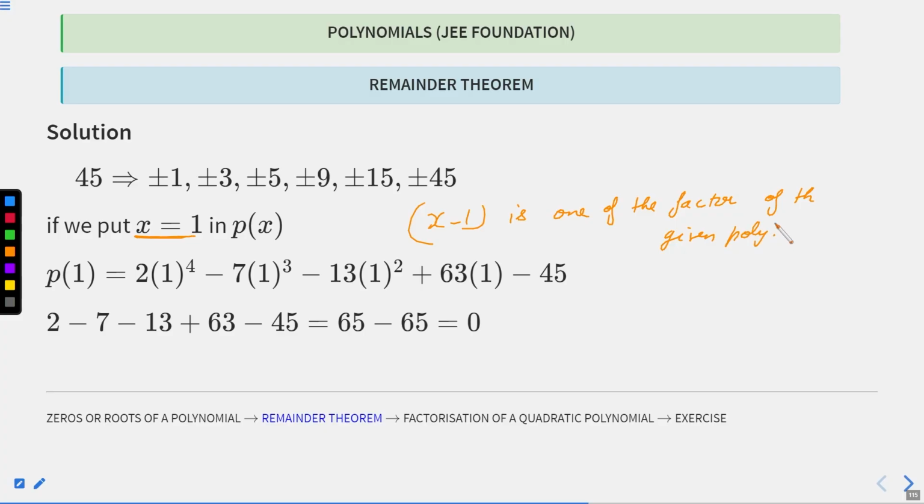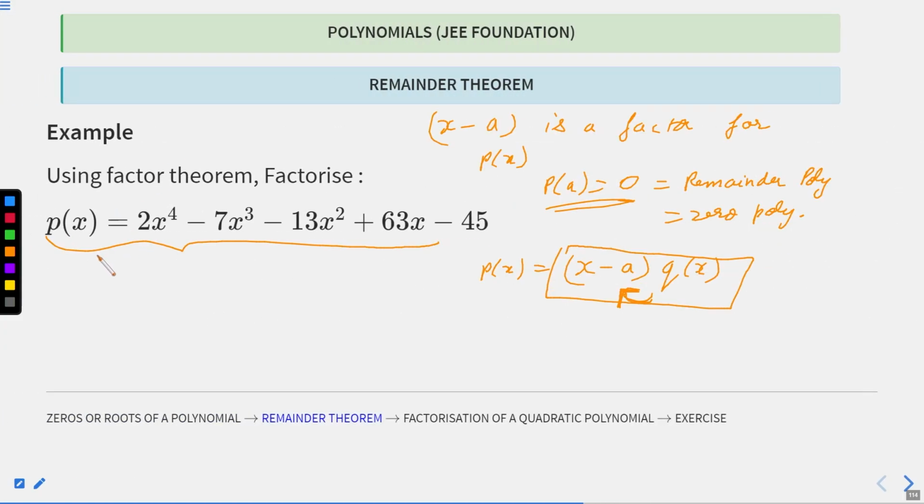I hope this is clear. So if you see that p of 1 will be 2 times 1 minus 7 minus 13 plus 63 minus 45. If you add the minus terms first, so minus 7 minus 13 will be minus 20, and minus 45 will be minus 65, and adding this 63 plus 2 will be 65, and this will get me equal to 0. So this means x minus 1 will be a factor of this polynomial.